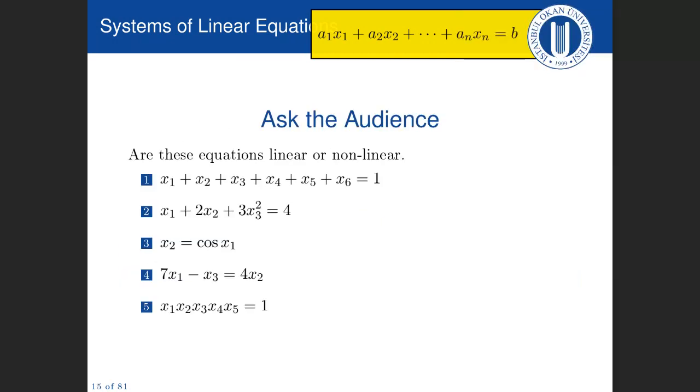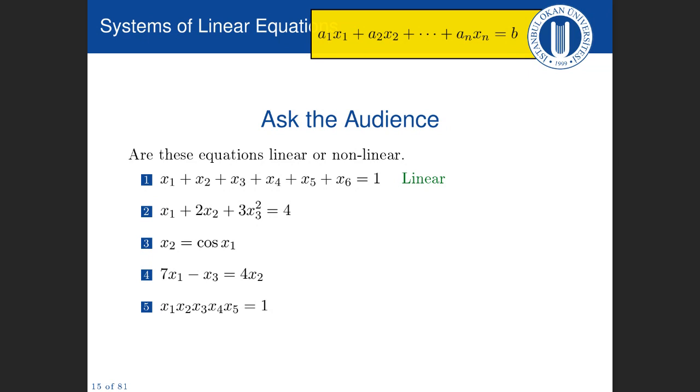Now I have some questions to ask you. Look at equation 1 first of all. Is this a linear equation? Does it look like the equation in the yellow box? The answer is yes. Equation 1 is linear.